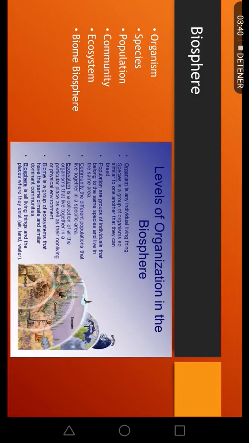A community is the joining of the different populations that live together in a specific area. The ecosystem is a collection of all the organisms that live together in a particular place as well as their non-living or physical environment. Biome is a group of ecosystems that have the same climate and similar dominant communities. The biosphere is all living things and the places where they exist: air, land, and water.